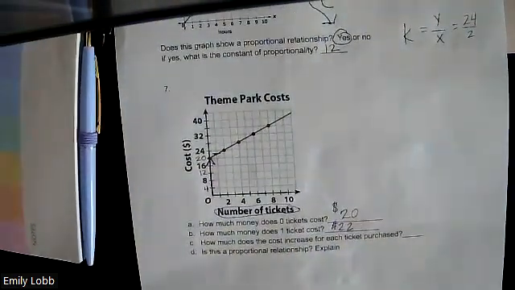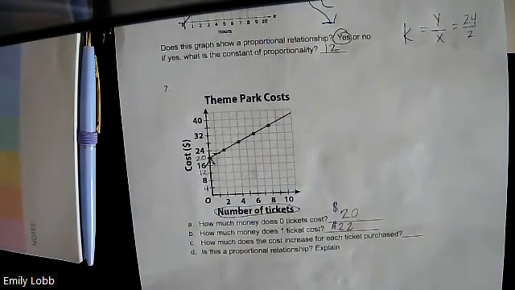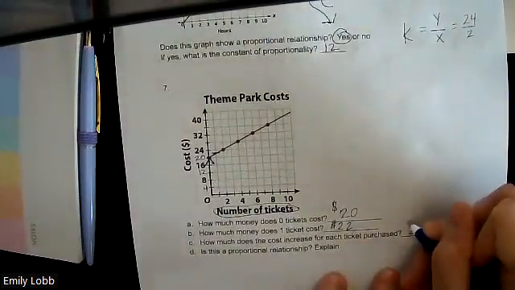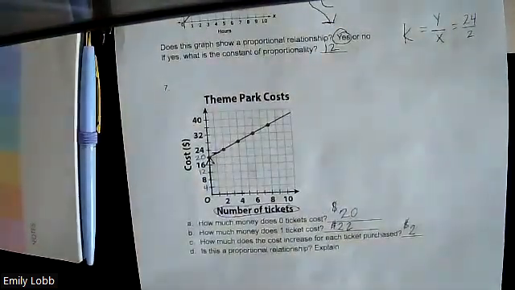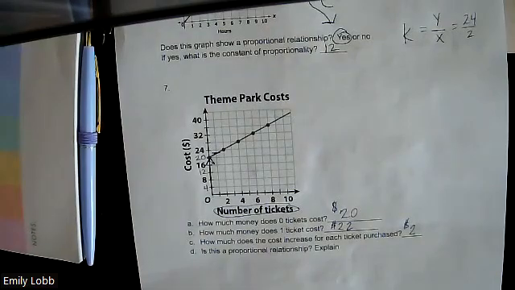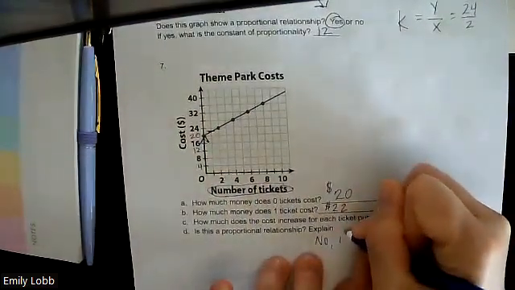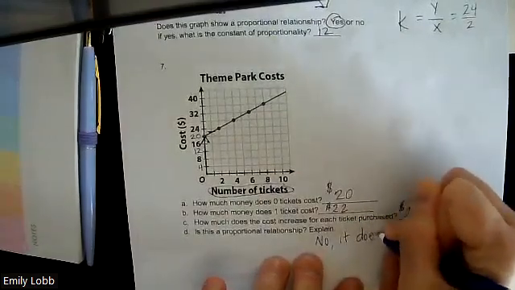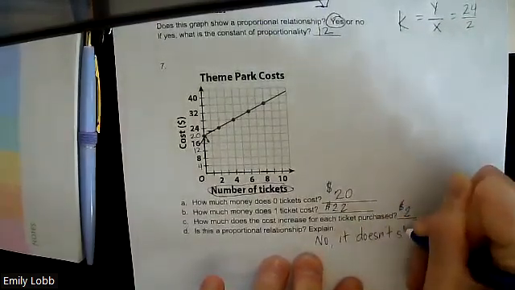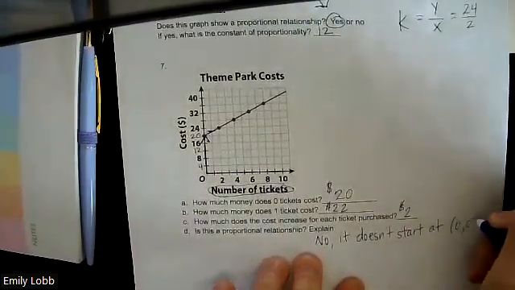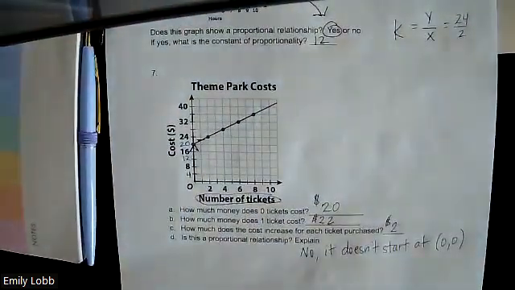How much does the cost increase for every ticket purchased? $2. Yeah. Is this a proportional relationship? No. It doesn't start at 0, 0. So there must be some sort of initial fee there, right?